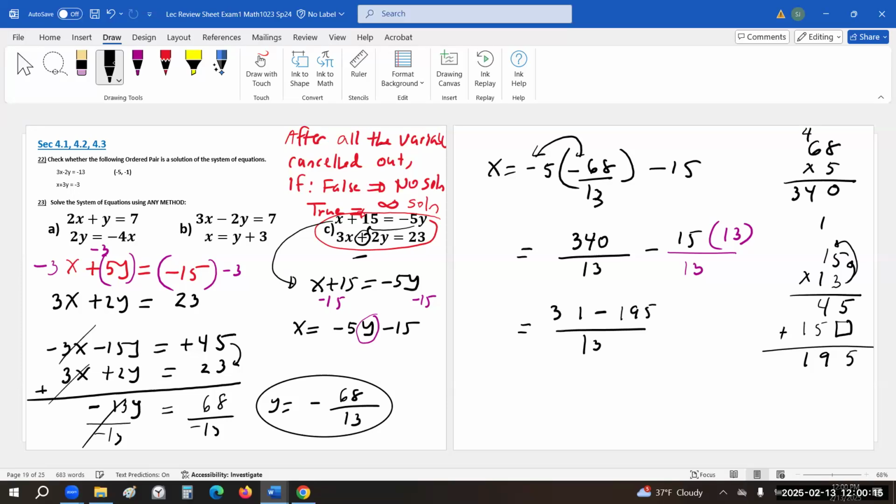So 340 minus 195. This becomes 10. This becomes 3. 10 minus 5 is 5. 3 minus 9 we cannot do. So the 3 becomes 2 and the 3 becomes 13. 13 minus 9 is 4. 2 minus 1 is 1. So 145 over 13.